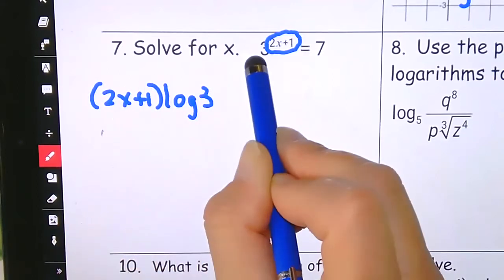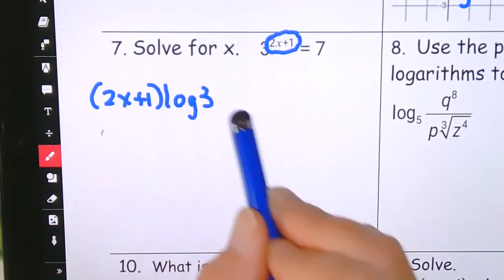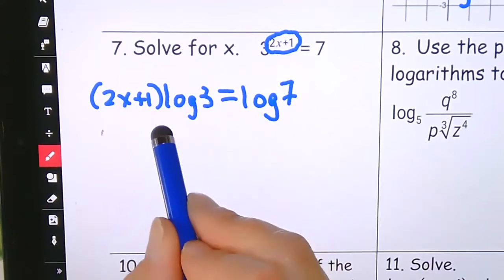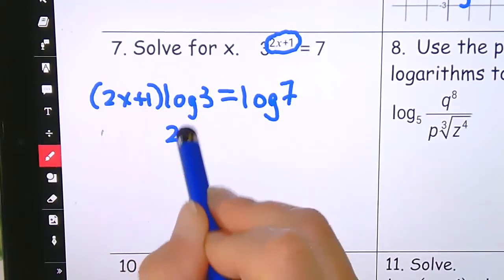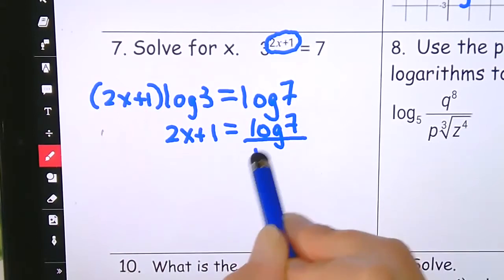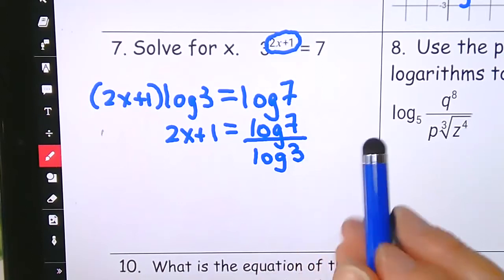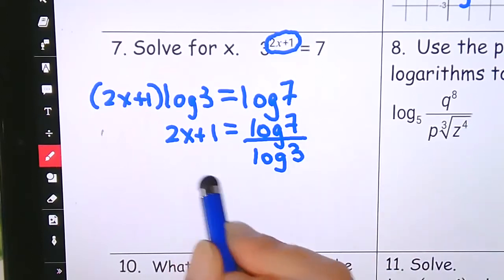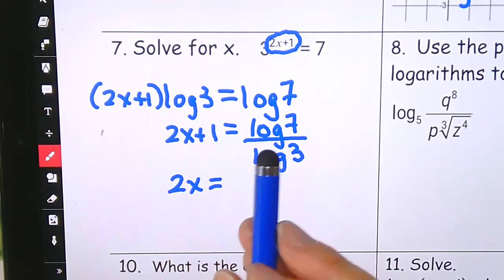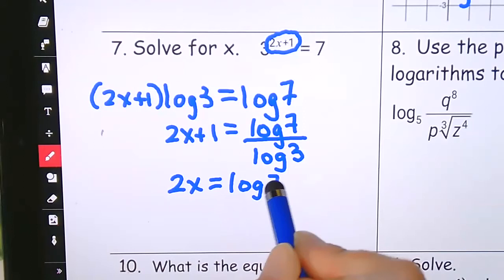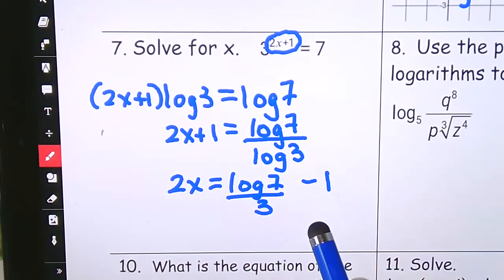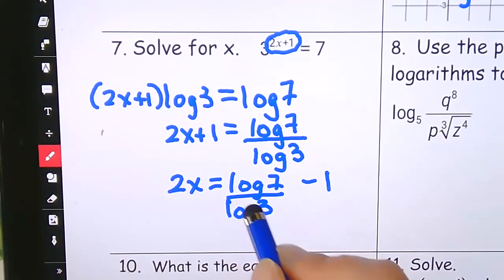Again, I log this side, but the power is going to move in front. So I just did that in one step. And I'm going to log the other side. Now I'm going to try to get this 2x plus 1 by itself. So I'm going to divide by log of 3. Then I'm going to be minusing 1. Okay. And then my final step, I'm going to divide by 2.